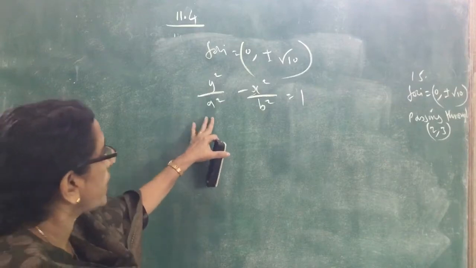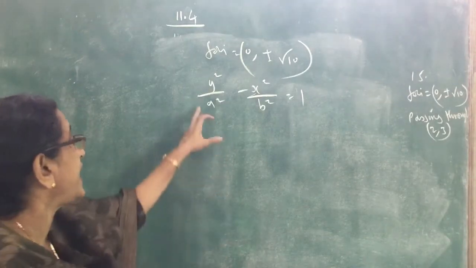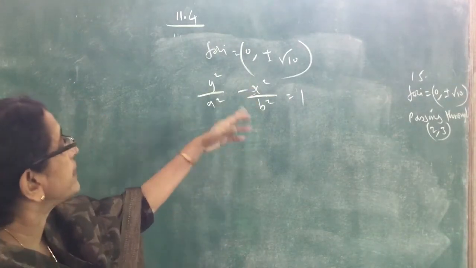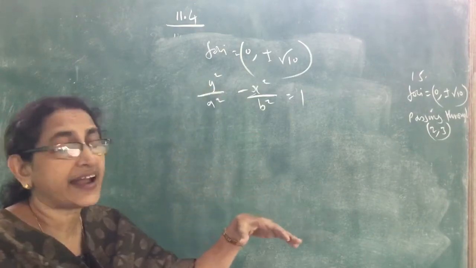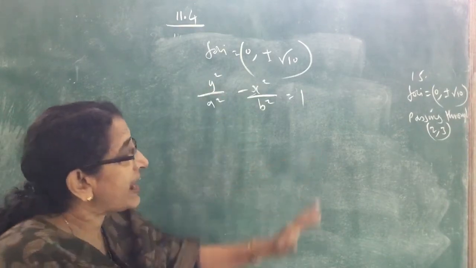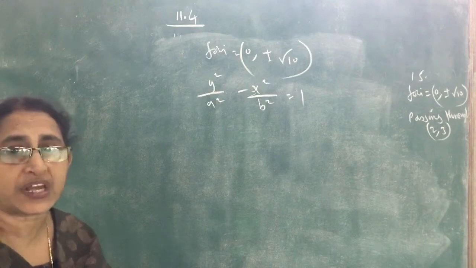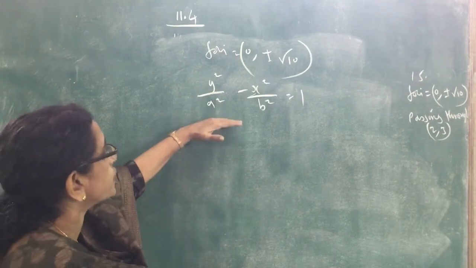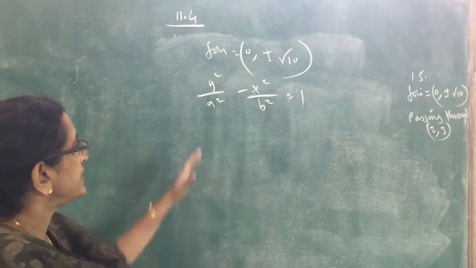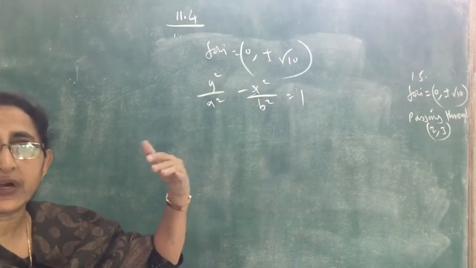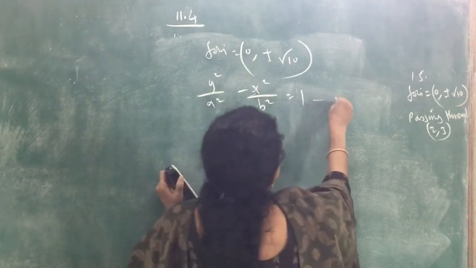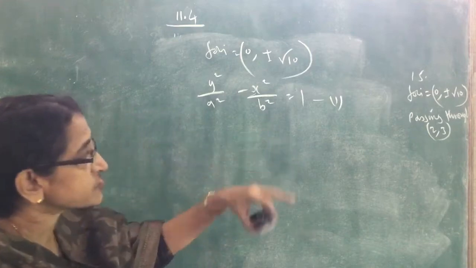Now this is the equation. We want to find a and b. For that, the foci is given and it is given that this hyperbola passes through the point 2, 3. So we can substitute the point 2, 3 in the equation. Name that equation 1. Given that it passes through 2, 3.